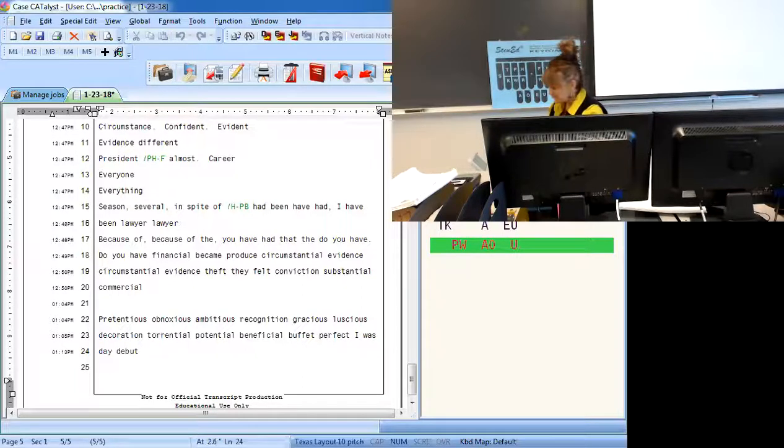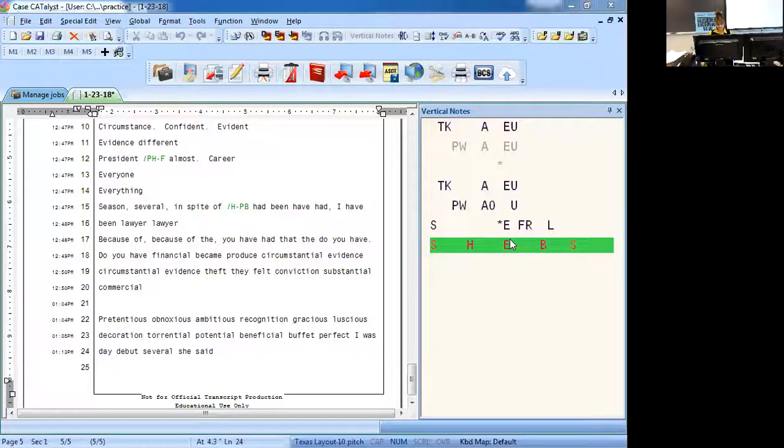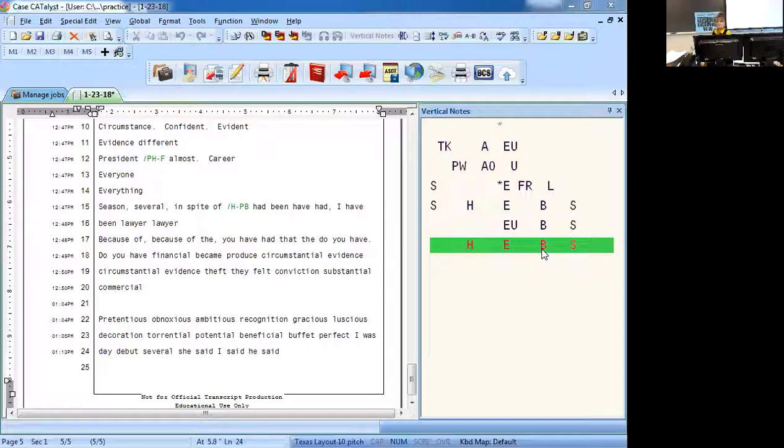What else? Several, SEVRL. She said is SHEBS. She said the phrases are SHEBS. I hope you can see that. SHEBS. So let's say I said, so it's IBS. Said in a phrase as BS as the final part, and then he said HEBS. Okay, there's a whole pattern of those, so make sure you know those.